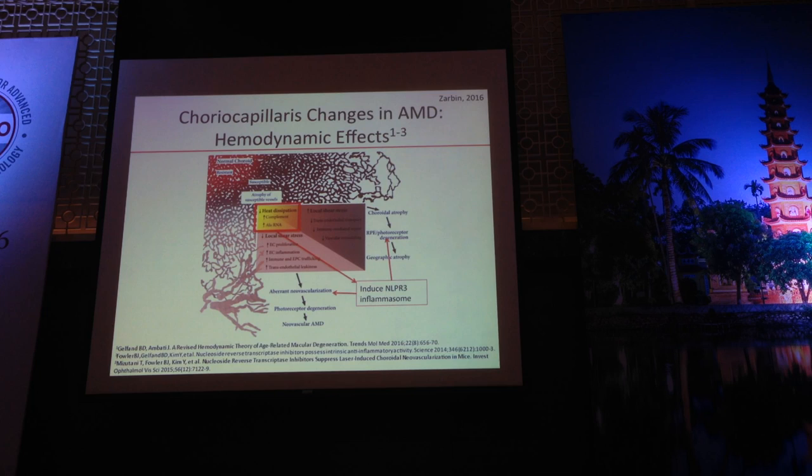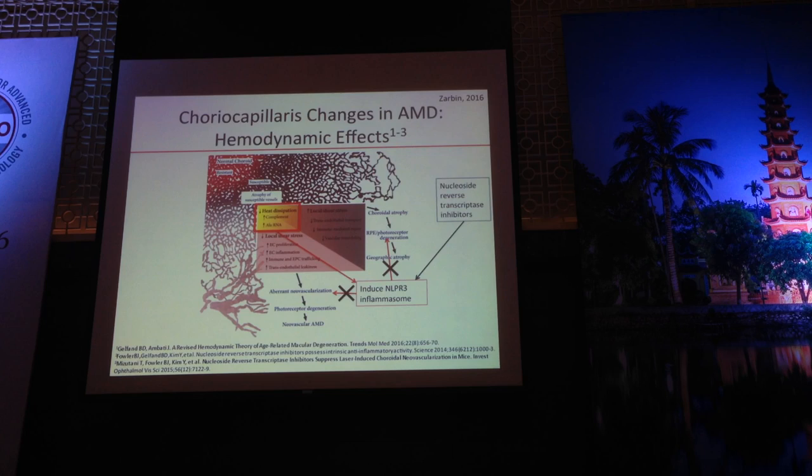And what's really interesting is that the nucleoside reverse transcriptase inhibitors, which have been used to treat HIV, they actually inhibit the activation of the NLRP3 inflammasome. So this may be a whole new class of drugs that might turn out to be a useful treatment for the progression of geographic atrophy and possibly choroidal neovascularization.